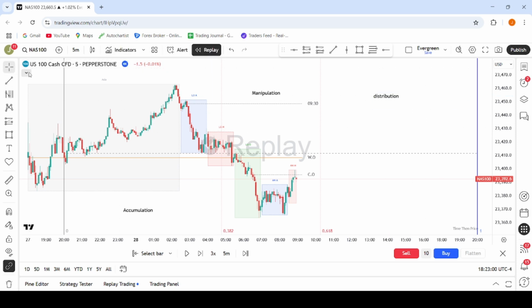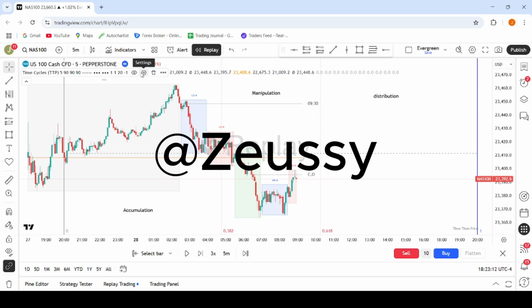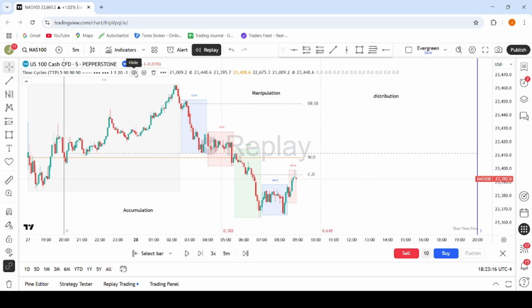I'm actually going to turn off this time cycles. This is Zeus's time cycle indicator, which you can only get if you're in his mentorship. Full disclosure, I am currently in his mentorship, and I'll be honest with you, this isn't specifically anything that is discussed in his mentorship. This is just from looking at the Trade Guardian videos on YouTube.